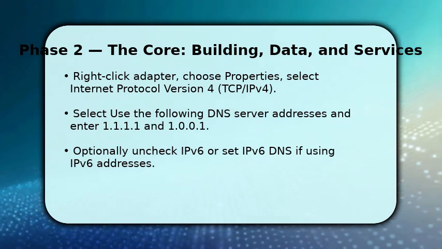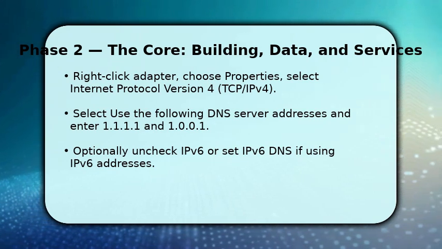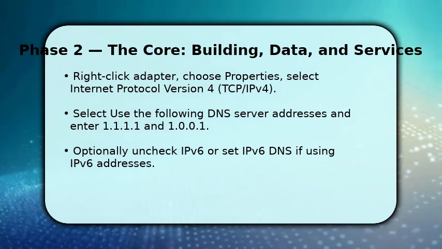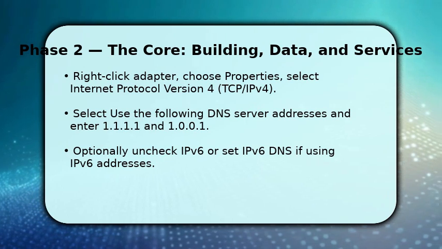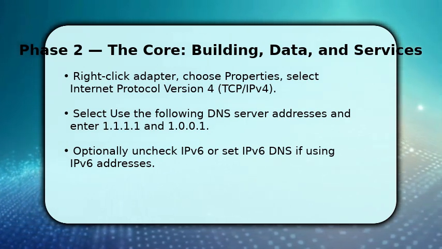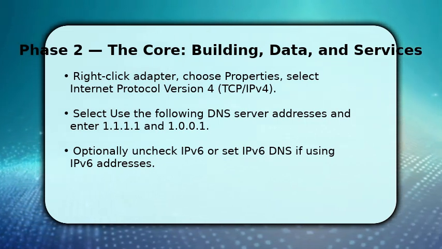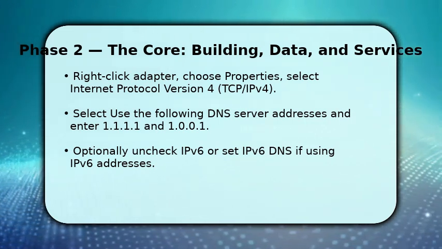After opening Properties, click Internet Protocol version 4, then Properties again, and select Use the following DNS server addresses. Enter 1.1.1.1 as preferred and 1.0.0.1 as alternate. These are Cloudflare's public DNS servers, chosen for speed and privacy. Once entered, click OK to apply.